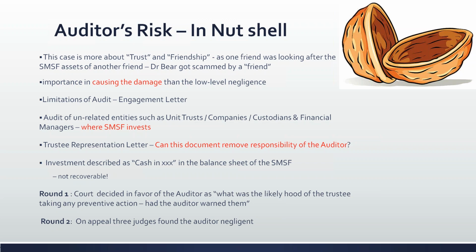Now, in round two, the trustees appealed, and the three judges found the auditor to be negligent. At the same time, because of that negligence, it caused the damage because the trustees continued to make contributions into the fund between 2003 and 2007. And the argument was that had they been alerted by the auditor, then they would have not made further contributions into the fund, and that money would have not totally been lost.